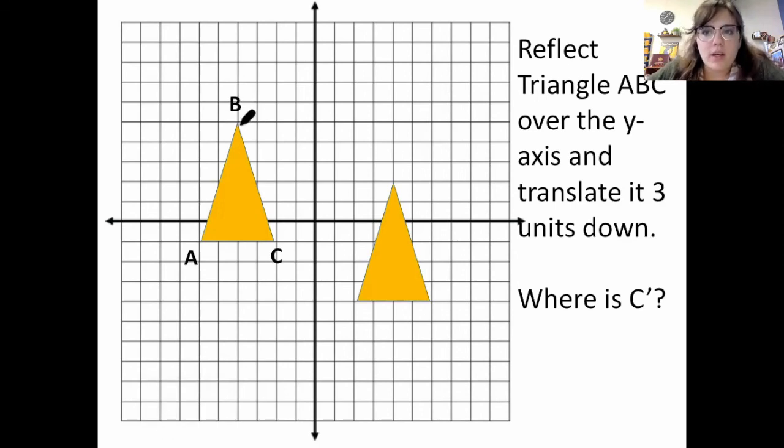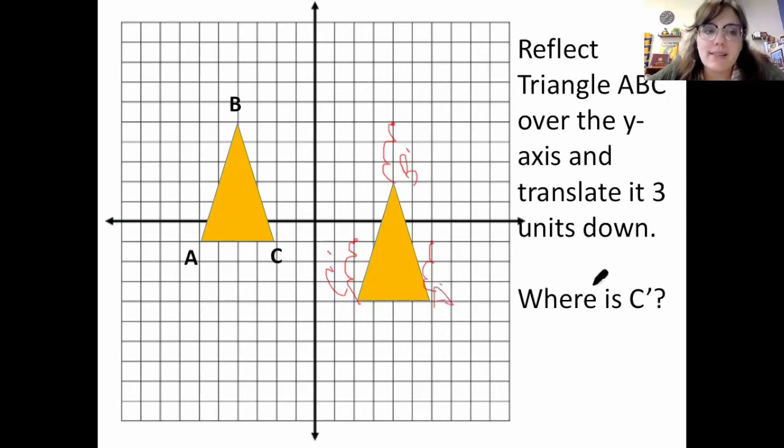So reflect triangle ABC over the y-axis. So when you take it and you go 1, 2, 3, 4. All right, remember y-axis is going up and down. So it's 1, 2, 3, 4. 1, 2. 1, 2, 3, 4, 5, 6. 1, 2, 3, 4, 5, 6. And then 3 units down. So I'm going to go 1, 2, 3. 1, 2, 3. So this is my C prime, B prime, 1, 2, 3, A prime.